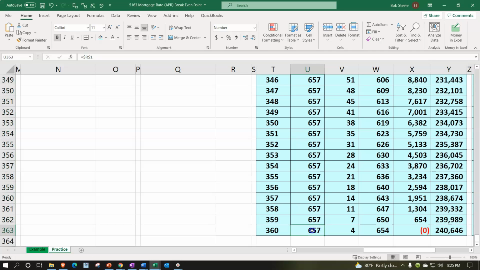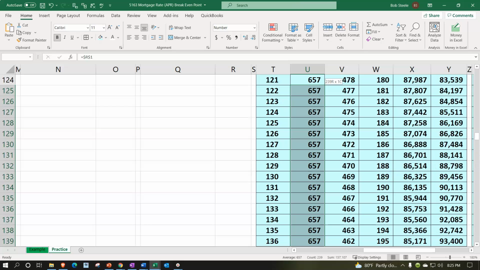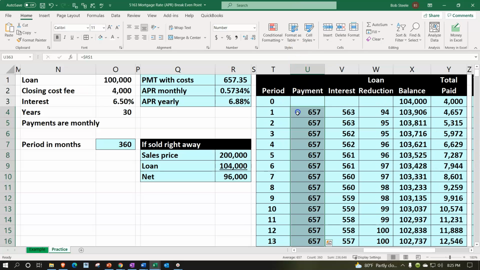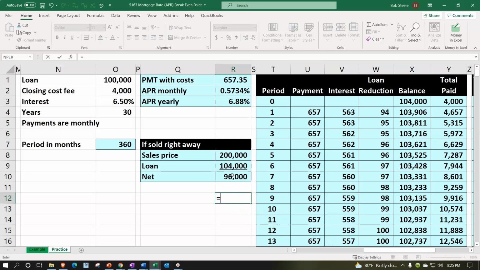In other words, that would be the total amounts that we paid, right? Which would be the column 1 here. We paid the $657.35 that many times, which is the 236,646 plus another $4,000. So if we do this all the way for the full term, it would be this times 360 plus the 4,000 that they charged us over and above what we needed, which was the 100,000.